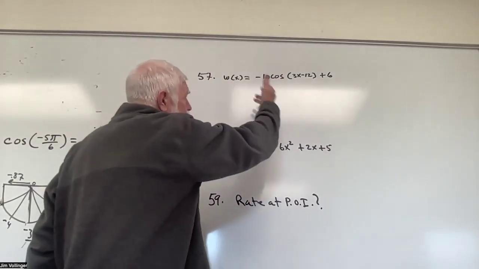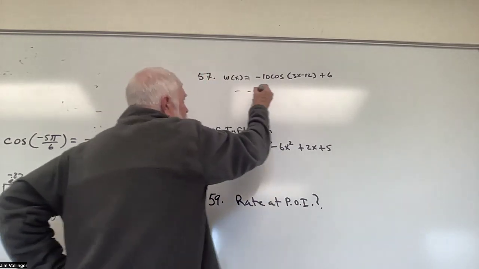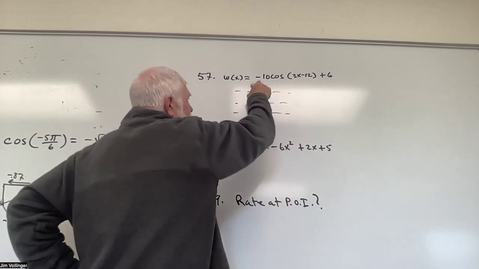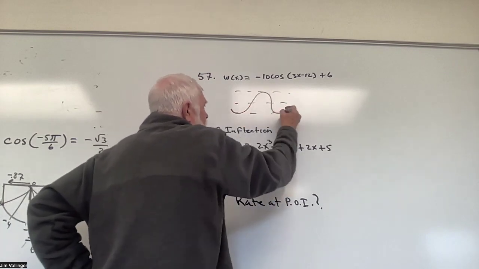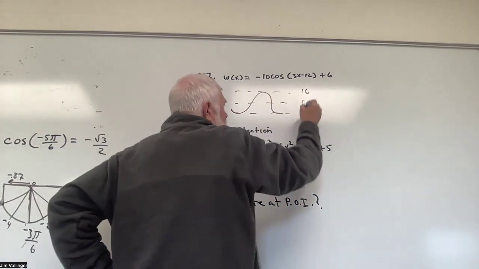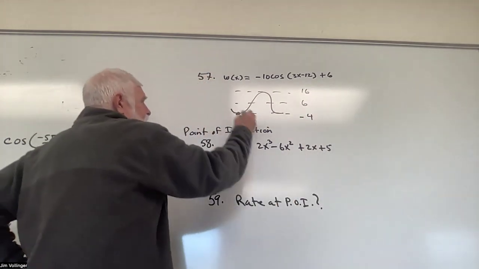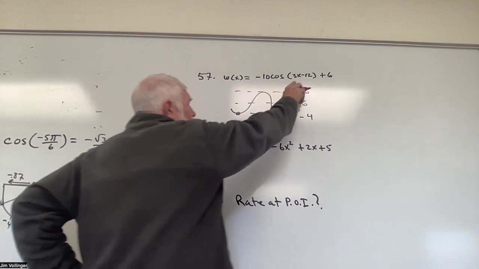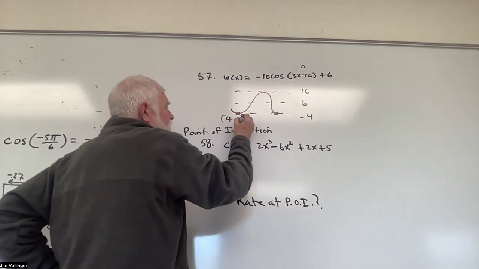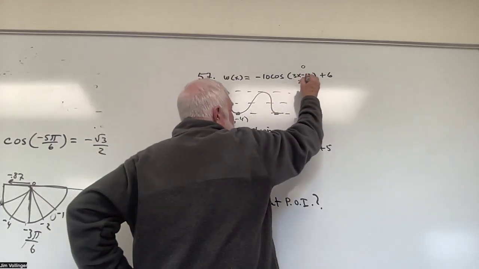All right, so we're graphing this. Let's get a quick graph. It's a negative cosine, so that's how I'm going to graph that. This is going to be 6, this is going to be 16, this is going to be minus 4. All right, that's there. What makes a 0? 4 gets me minus 4. What makes 2 pi?